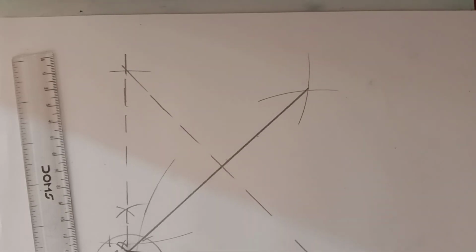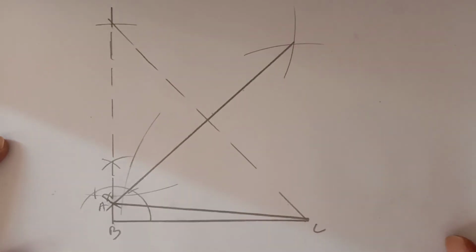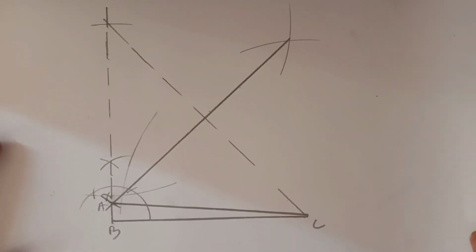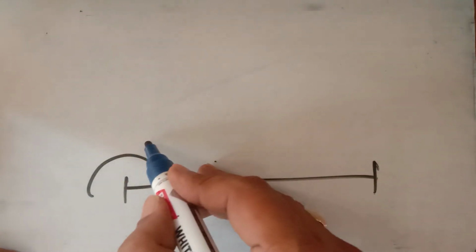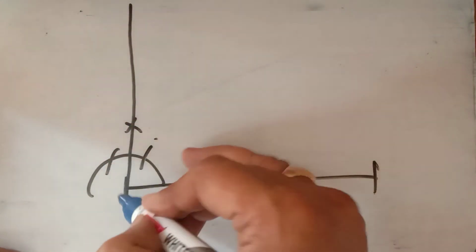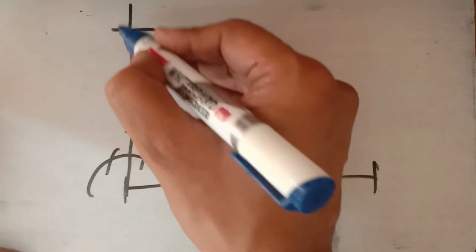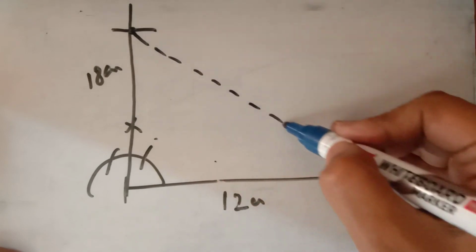Okay, so this is the way in which you can construct a triangle when the sum of the two sides is given, and the base and one of the angles is given. So I'm telling you it again. You have to draw the base as how much? 12 centimeter. You have to draw the angle of how much? 90-degree angle. Join it. You mark a side this as 18 centimeter. You join with this by a dotted line.